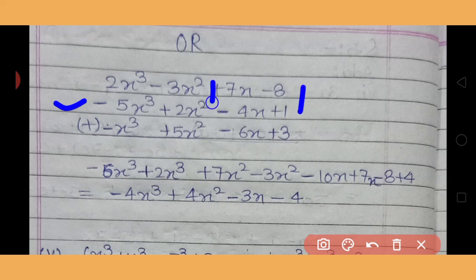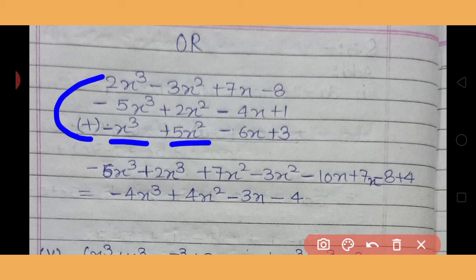As you can see, line by line I have written the like terms only, and the third term was started by 3, but we have to understand which is the like term. So minus x cube we will write just below the 2x cube and minus 5x cube, and then 5x square we will write on the right side of the minus 3x square plus 2x square, and 6x we will write just below 7x and minus 4x, and 3 below the 8 and 1.